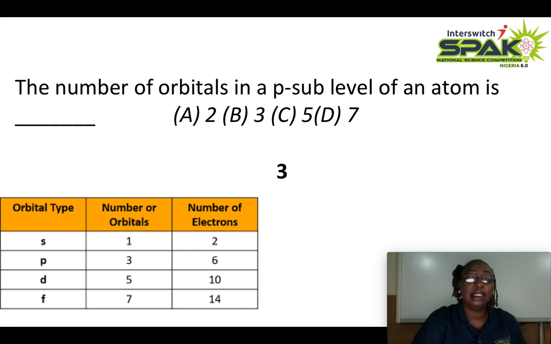For S, the number of orbitals is 1, and 2 electrons can go in. Then for P, the number of orbitals is 3, and 6 electrons go in. Then for D, the number of orbitals is 5, and we have 10 electrons. And for F, we have 7 orbitals, and the number of electrons going in is 14.